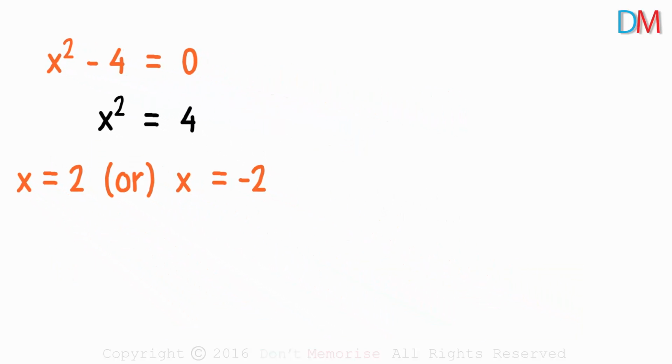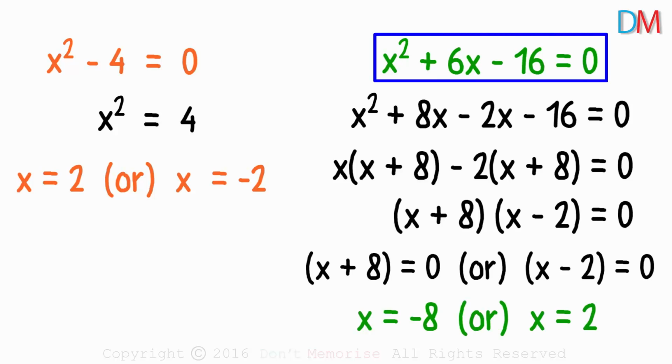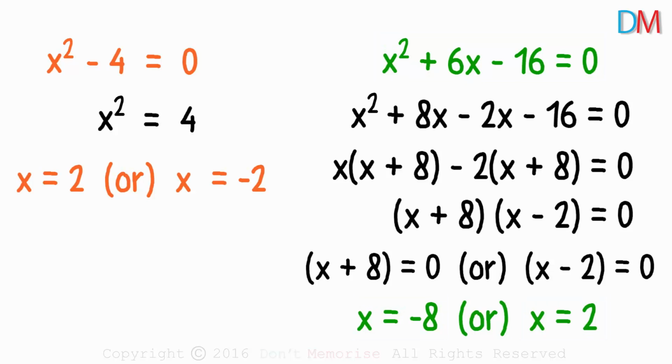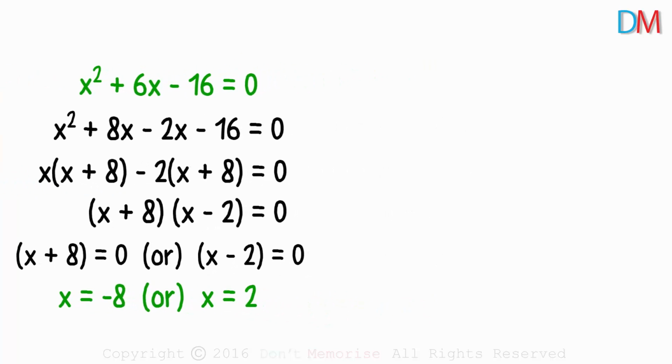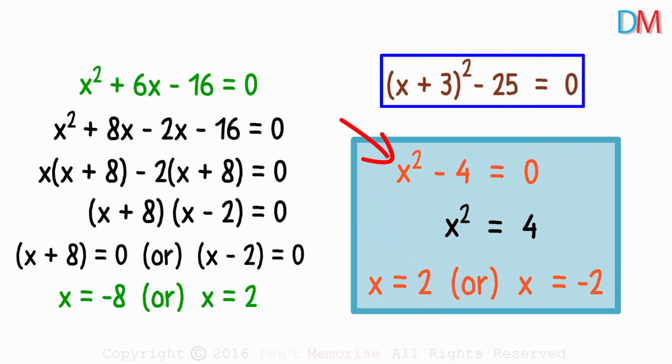Now let me give you another quadratic equation. You would probably use the method of factorization to solve this equation. You would get the roots of this equation as -8 or 2. Now let me move this working to the left and write an equation on the right. Here it is. How will we solve this? We can solve it just like we solved the x squared minus 4 equals 0 equation.